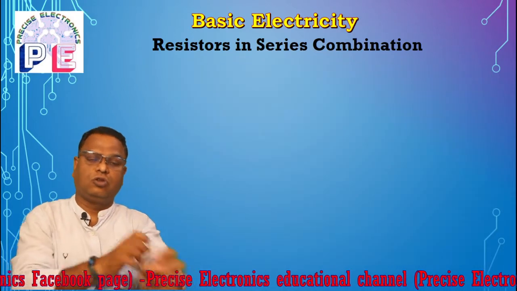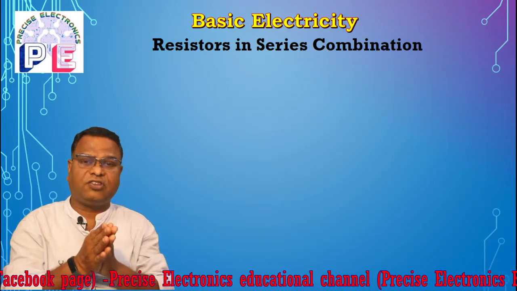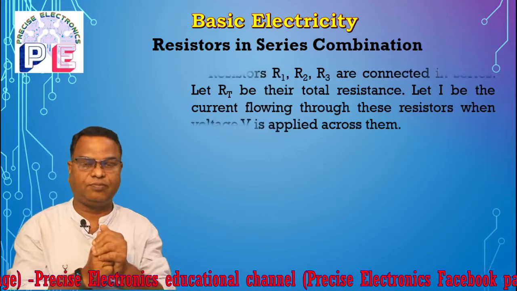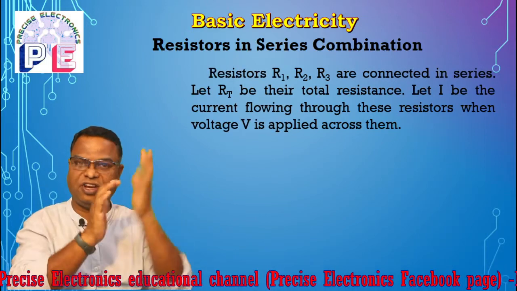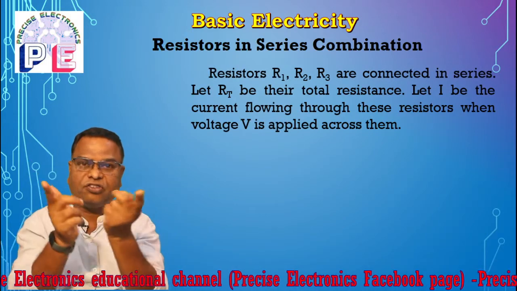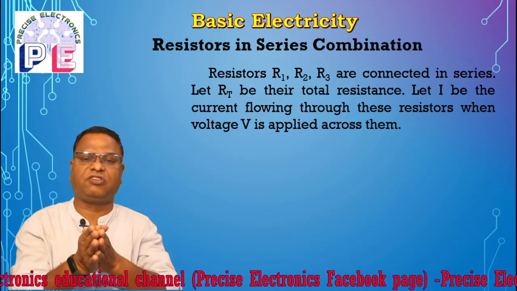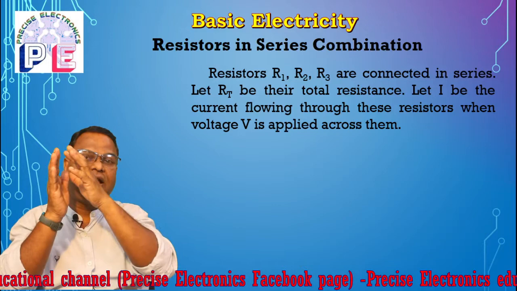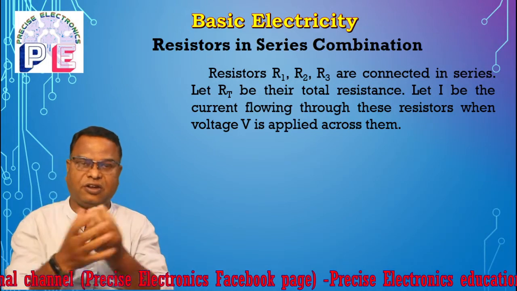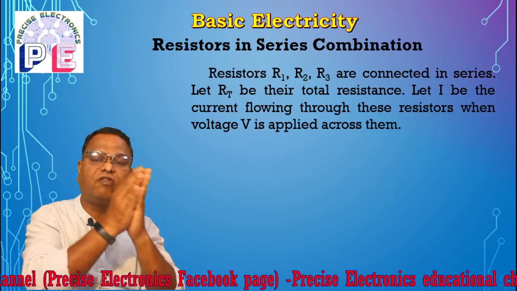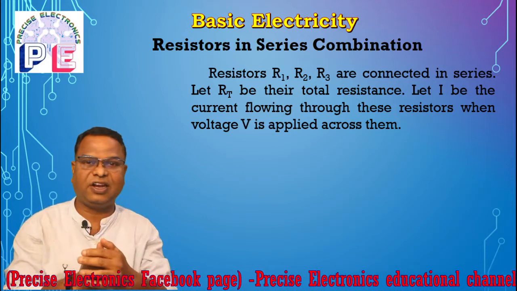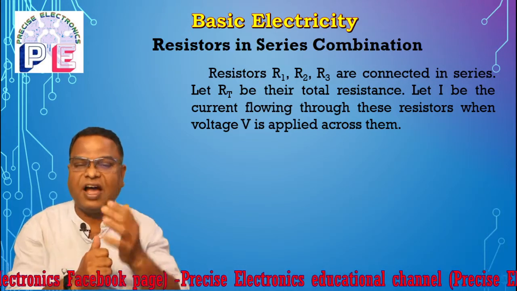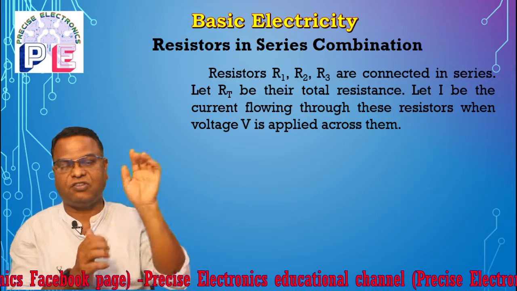Now the total resistance of this circuit is considered as RT. R1, R2 and R3, three resistors. Then the total resistance of this combination of three resistors is RT. Let I be the current flowing through the circuit. As the battery is connected, the current conduction takes place, and this current is considered as I, and this current flows through these resistors.